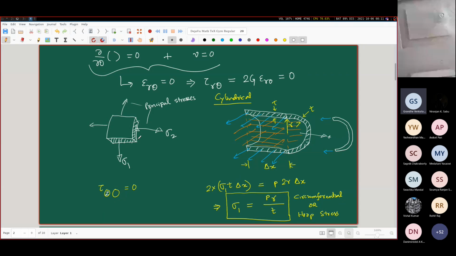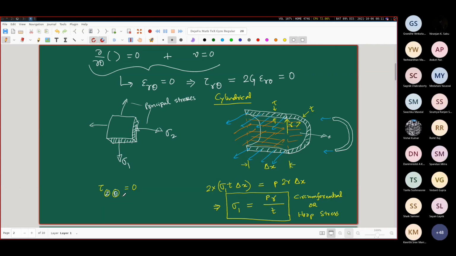What is this direction? Yes, that is why it is theta. So tau z theta equal to 0. That is, this is the shear stress in the hoop or the circumferential direction.